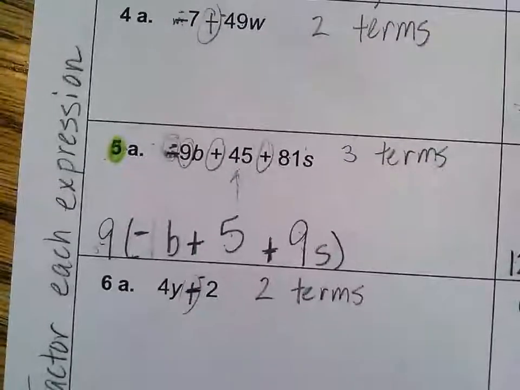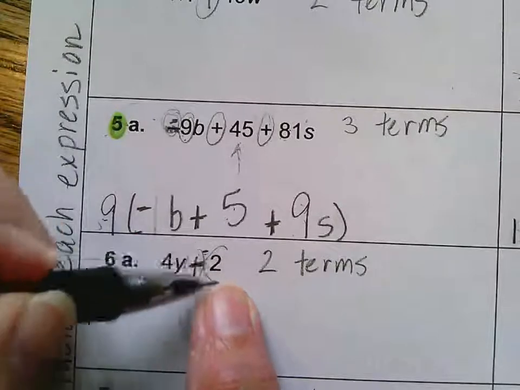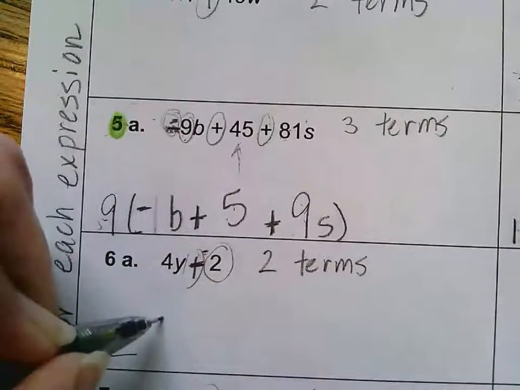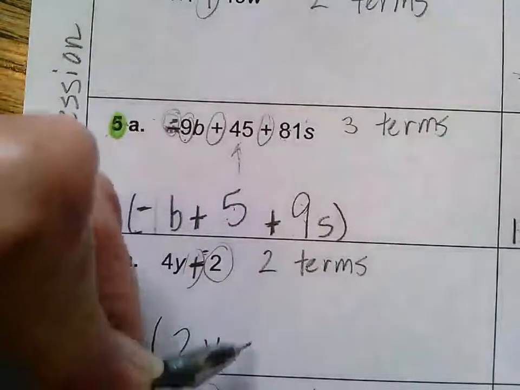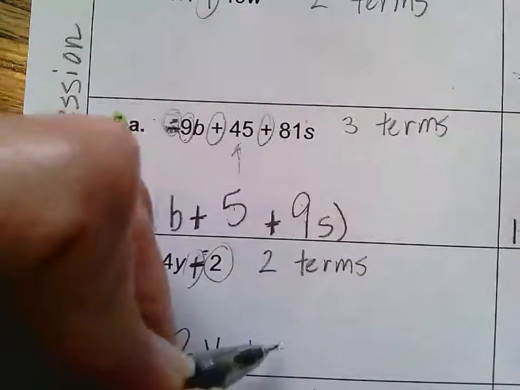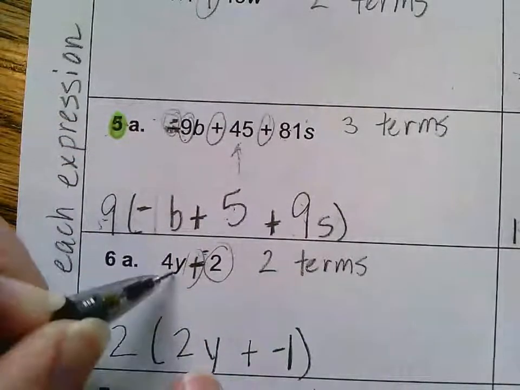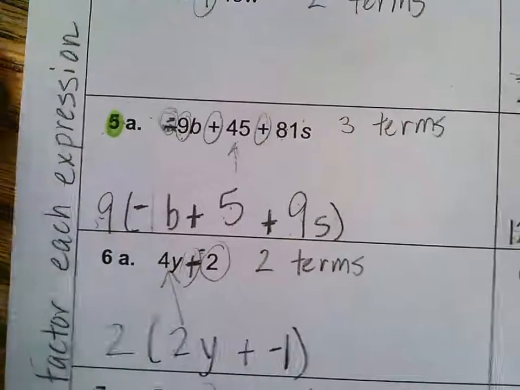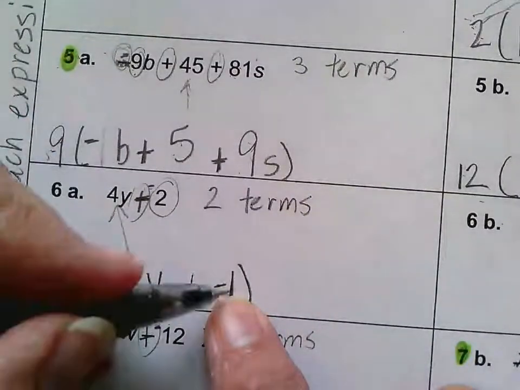Number 6. Easy schmeezy. Smallest number is 2. That is my greatest common factor. So 2 times 2y gives me 4y. And 2 times what gives me negative 2? Well, that's a negative 1.